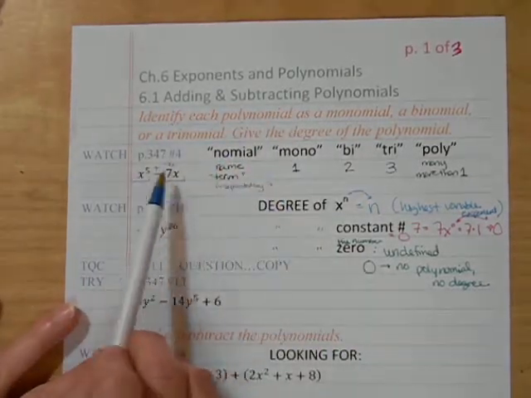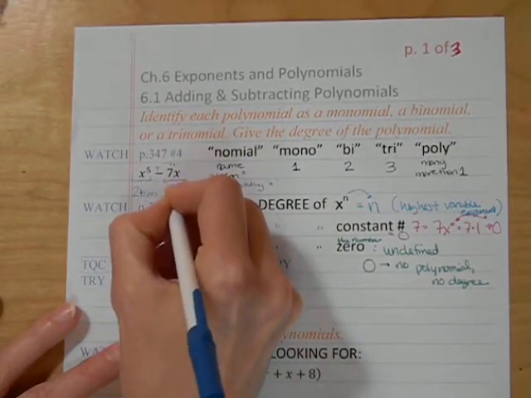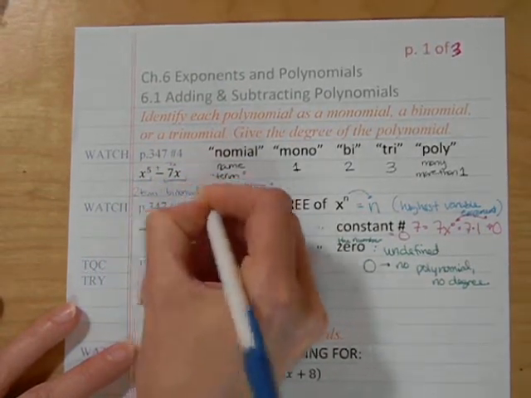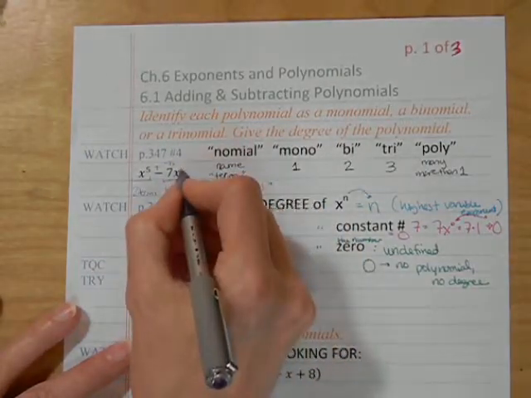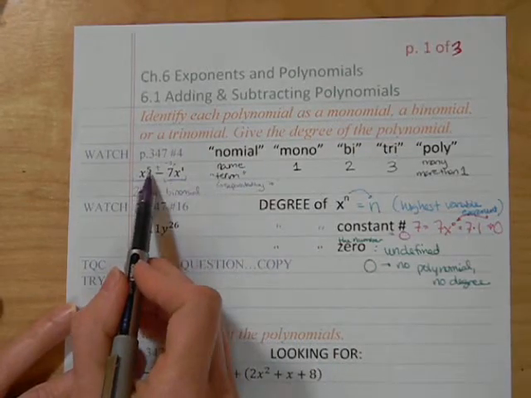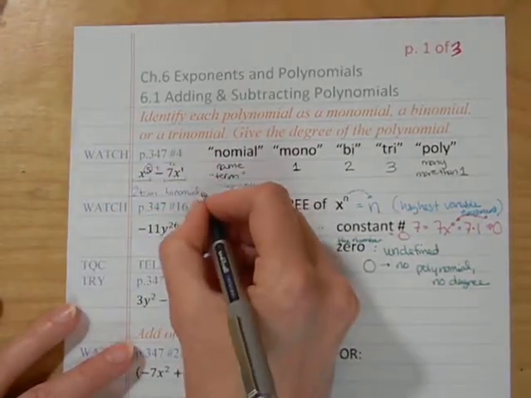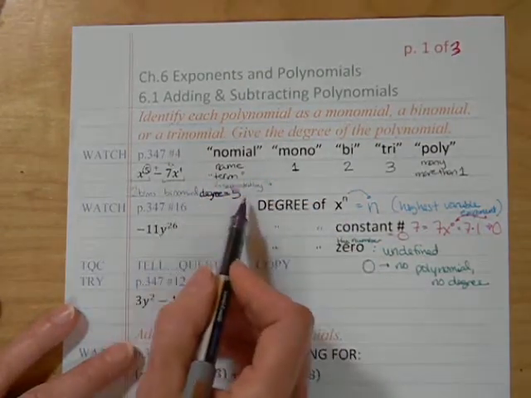Okay, so in this case we do have two terms, so that means it is a binomial. And the degree, we look at the exponents of each of the variables. When you don't see it, it's an exponent of 1. 5 beats out the 1, the 5 is bigger, so the degree here is 5. So it's a binomial with a degree of 5.